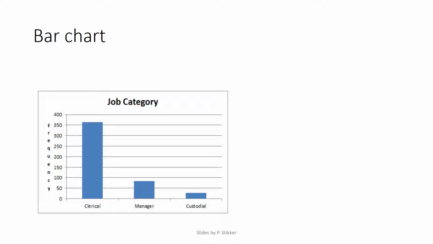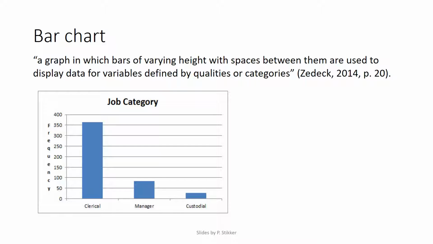One probable definition of a bar chart is given by the APA Dictionary of Statistics and Research Methods, which says a graph in which bars of varying height with spaces between them are used to display data for variables defined by qualities or categories. A few things to notice. First up, there are gaps between the bars. This is usually done to emphasize that it's a discrete variable.